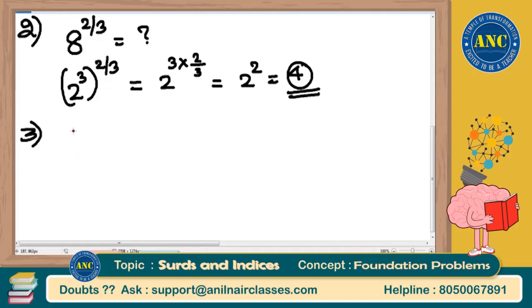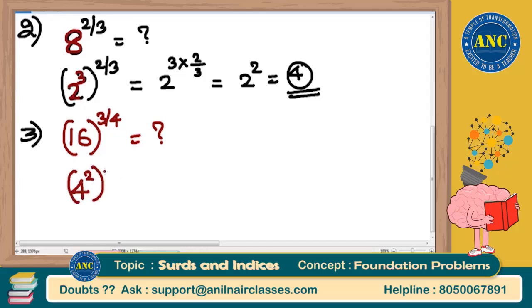Third question, similar kind of question. 16 power 3 by 4. Whenever you get 8, it can be written as 2 power 3. Whenever you get 16, it can be written as 2 power 4, or it is nothing but 4 power 2. Try to express it as a square or some power of some base, right?